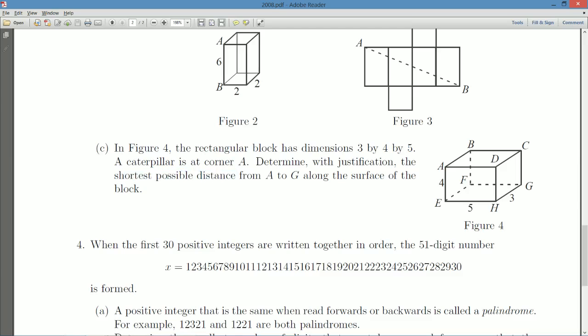So just as in the last question, where we unfolded the net and tried to find the shortest distance being a straight line between A and B, to get the shortest distance between A and G, we're going to have to unfold this box into a net. The problem is there's going to be a couple different ways we can unfold this net. So the caterpillar could go along the front face first and then go along the right face to G, or it could go along the top and then along the right face to G, or it could go along the top and then along the back to G. There's lots of different ways to unfold this net, giving us different possible answers.